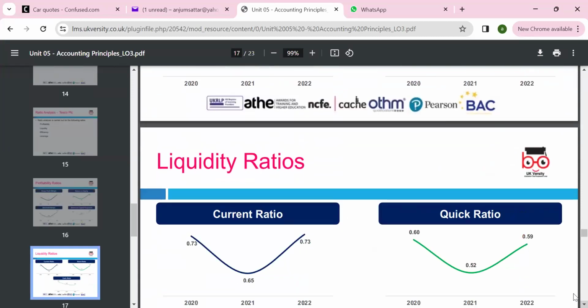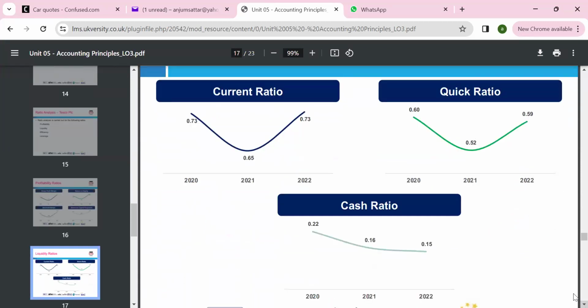Then we look at the liquidity ratios after the profitability: current asset divided by current liability. So these are 0.3, 0.73. It means for every 1 pound of liability, there were only 0.73 of assets. It means 73 pence were assets. So assets were less, liabilities were more. What happened in the next year? There was a further drop. And in 2022 it increased, improved, is better. Yes, but it is still less than 1. So the company is still a risk, but the risk is reduced.